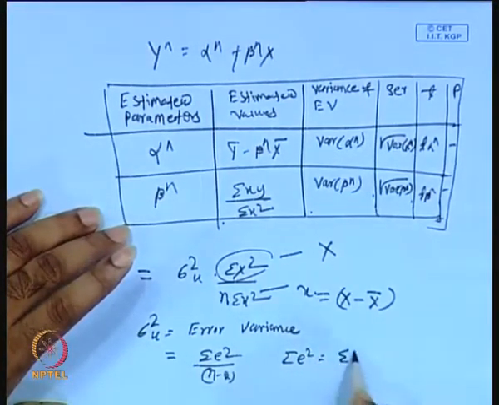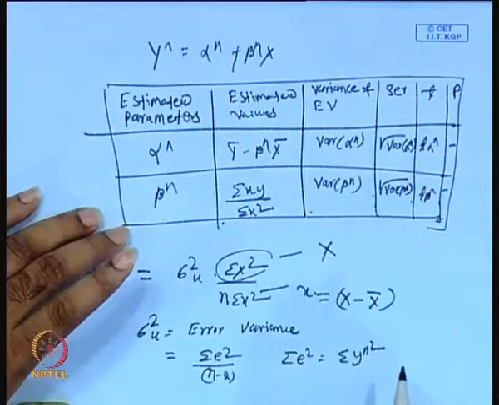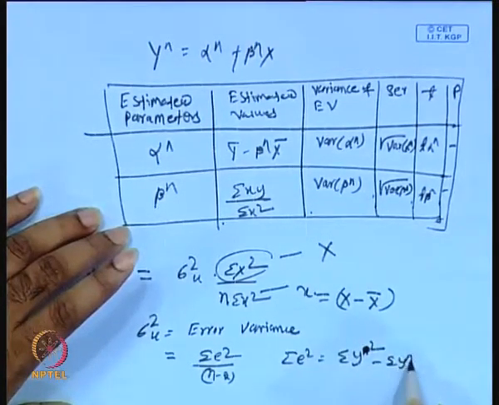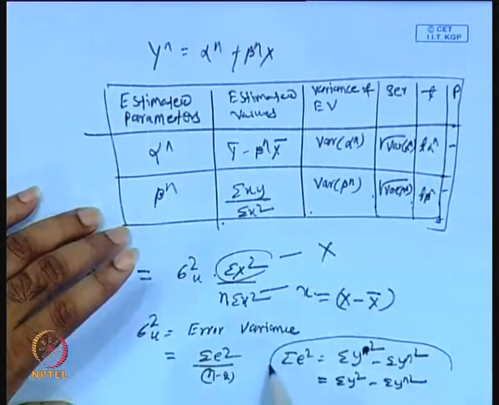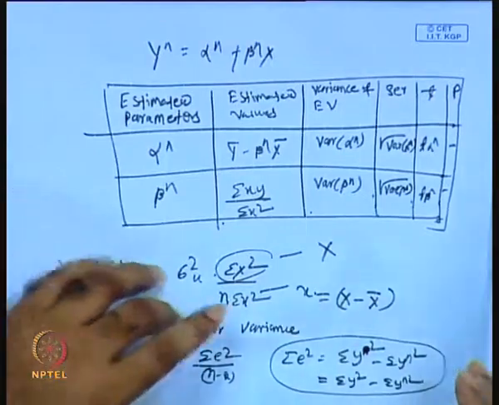So, now sigma square u equals summation e square by n minus 2, where summation e square is equal to summation y square minus summation y hat square. So, in other words, it is nothing but summation y square minus summation y hat square. Let me explain how this happens here. This is usually derived in a technical procedure.